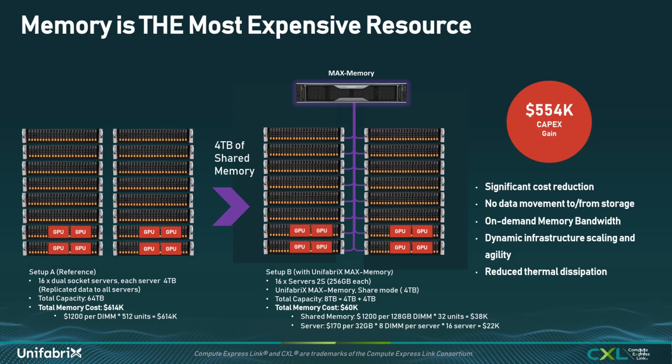Overall, it means that we can save about $500,000 just by implementing the memory pool in a sharing mode for an algo trading type of workload. So this is an amazing result. It creates cost reduction both by reducing the amount of memory and reducing the power, and the system is dynamically managed, so we can use it also for memory pooling.